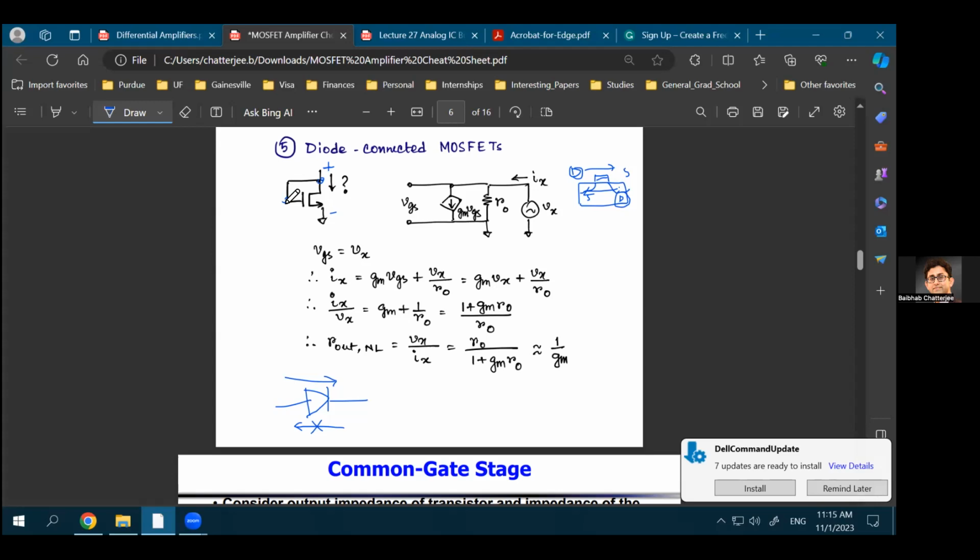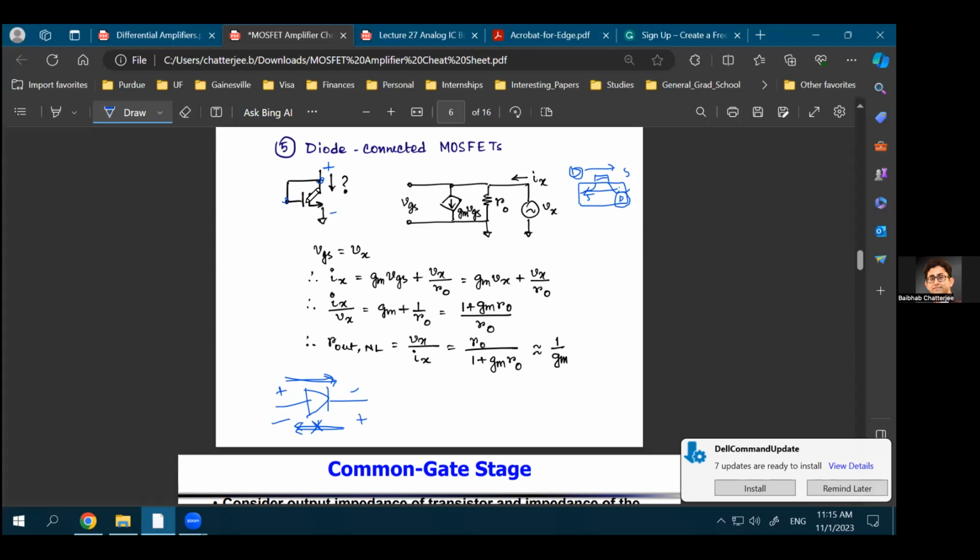to the gate terminal. Now, what if you reverse the polarity of the voltages? For example, for a diode, if this is positive and this is negative, the current will flow in this direction. But if the polarity is reversed, the current will not flow. The diode will stop the current flow from the positive voltage to the negative voltage, because the diode will become reverse biased.